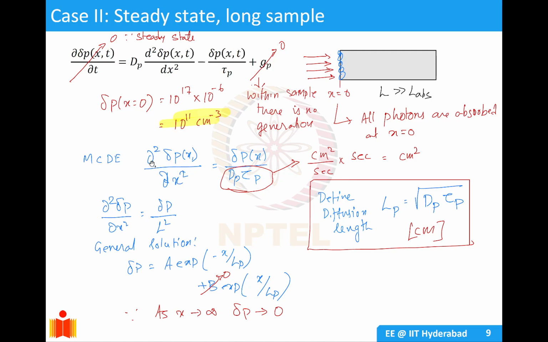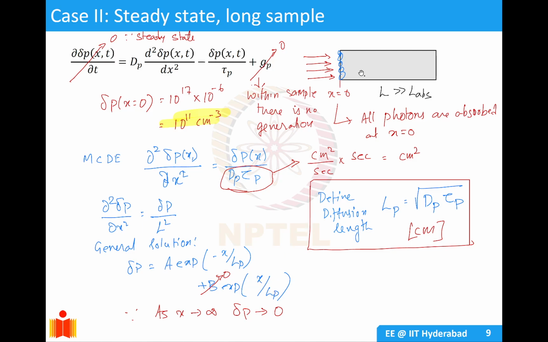Now if you see, it will become del square delta P by del x square equal to delta P by tau P D P. D P tau P is then written as L square, where L is your diffusion length. Diffusion length LP is the square root of D P tau P. If you solve this equation, you will get delta p equals A exponential minus x by Lp plus B exponential x by Lp.